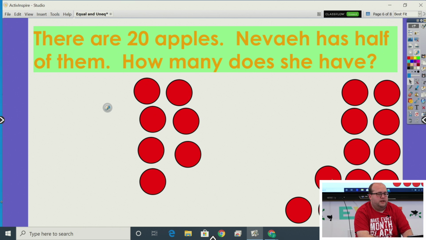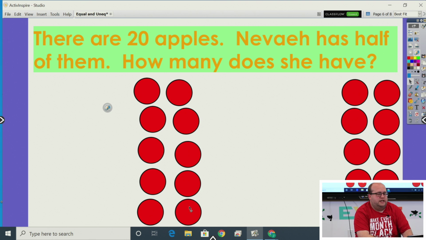I have that fact memorized. I think 10 plus 10 is 20. So if I've got 10 over here, 10 over here, I know that half of 20 is 10. 10 plus 10 makes 20. Those are two equal piles.